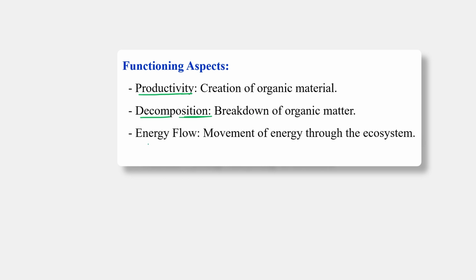Third is energy flow, which means movement of energy through the ecosystem, another functioning aspect of an ecosystem. And the nutrient cycle means recycling of nutrients from one phase to another. So these are the functioning aspects of any ecosystem.